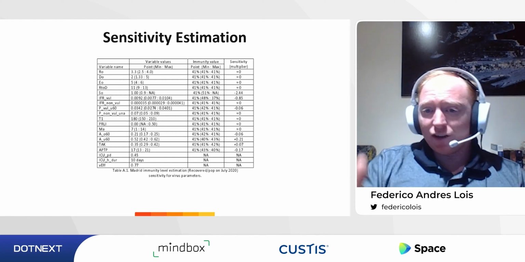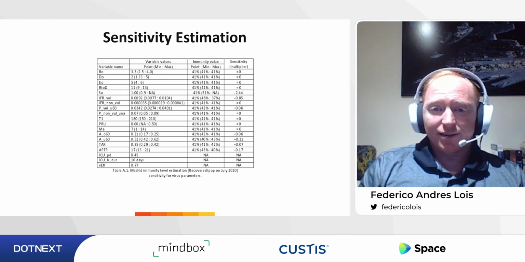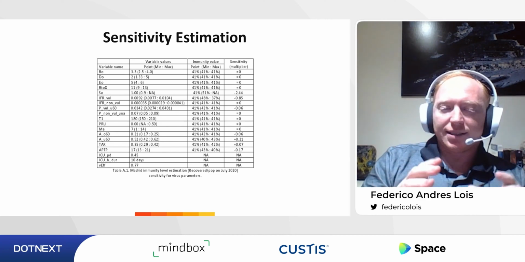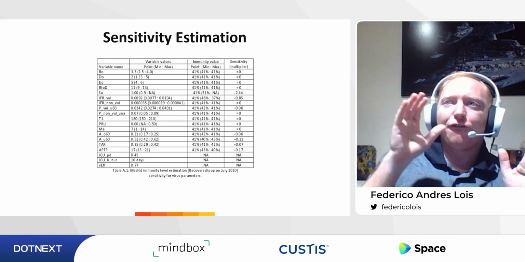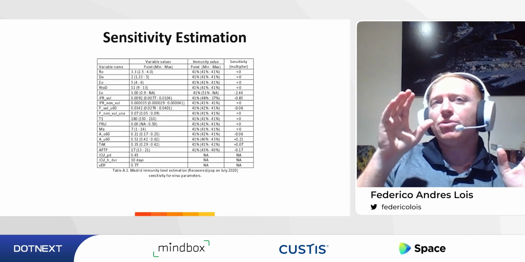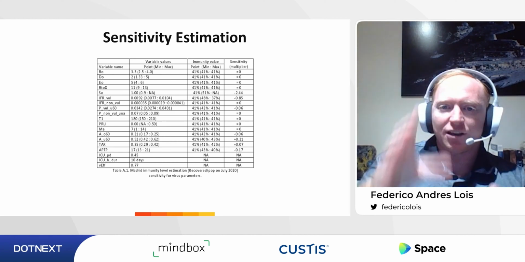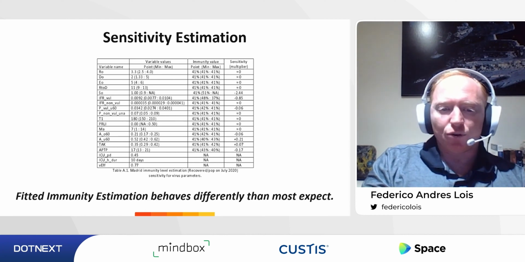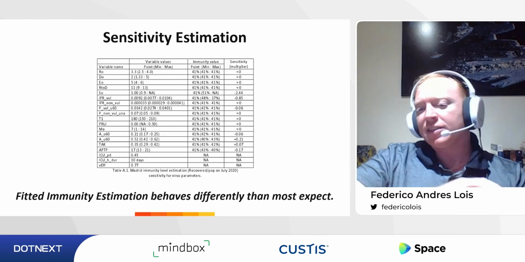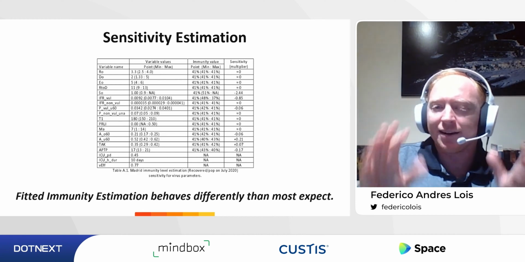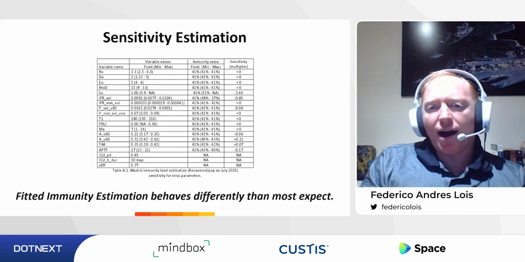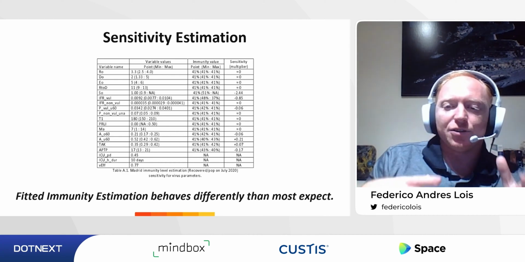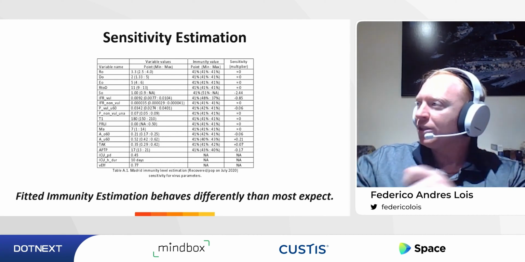Well, in our case, if you look at it, most of the vital parameters is 0. So let that sink in for a minute. It's like, you are telling me that on a fitted model, you can change the vital parameters and it won't impact the immunity estimation. Yes, that's true. And the reason why that's true is because fitted immunity estimation behaves entirely different to what most expect, including the experts. And the reason why is because you have a blueprint of what has transpired.